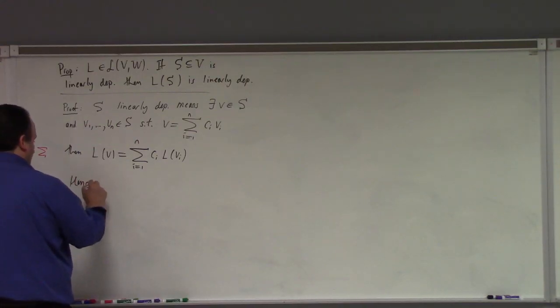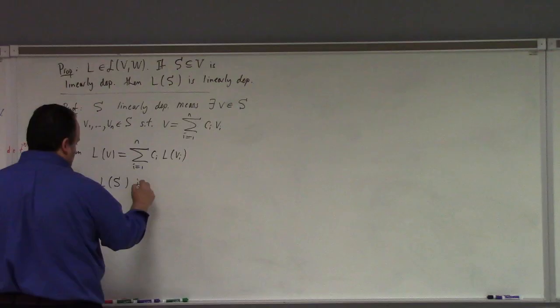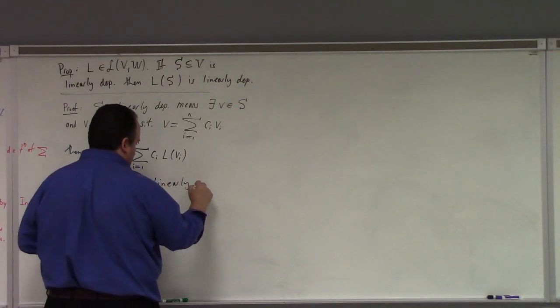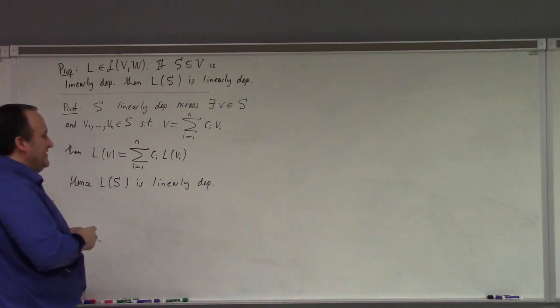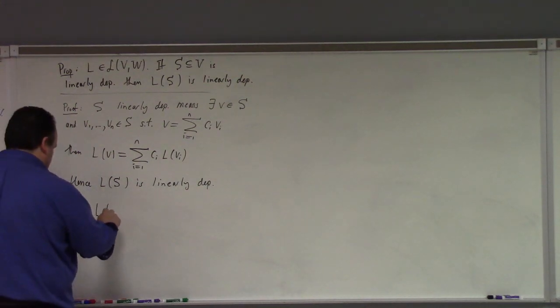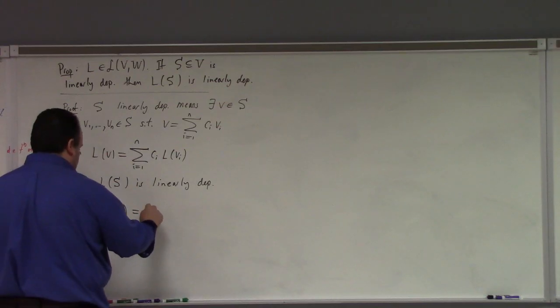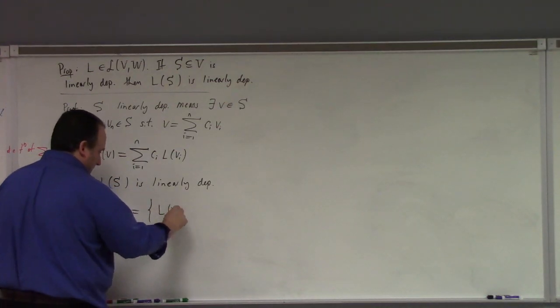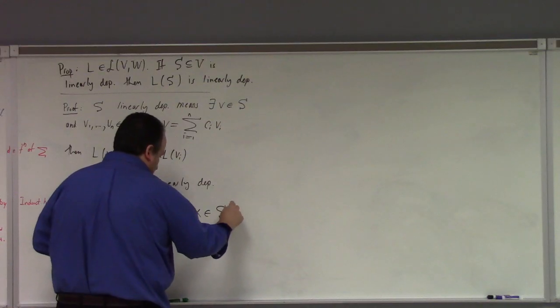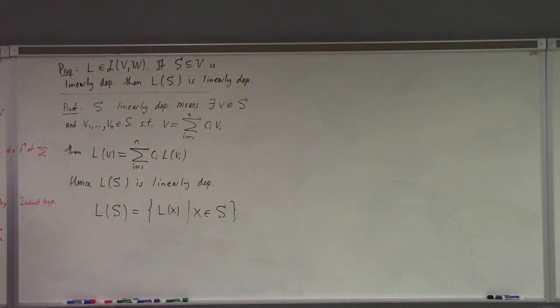Hence L of S is linearly dependent. What does L of S mean, guys? Don't let that wash over you. L of S means L of X, such that X is an element of S. It's the set of all possible outputs under L with inputs from S. It's also called the image of S under L, all right? It could be an infinite set, it could be a finite set, depending on whether S is infinite or finite. But there you go.